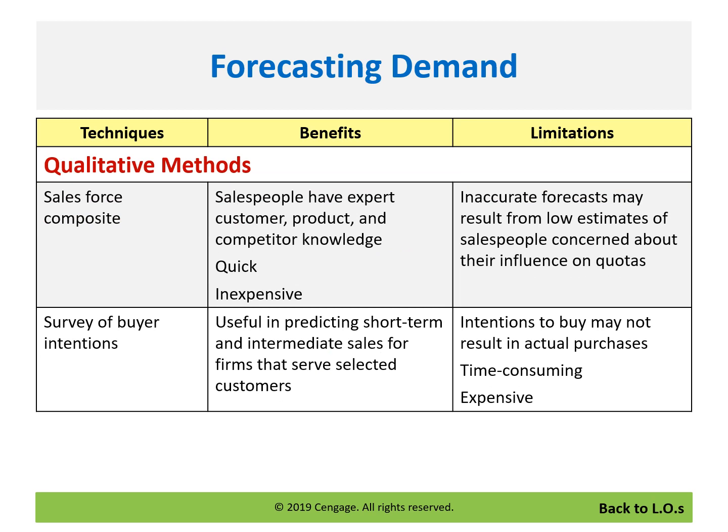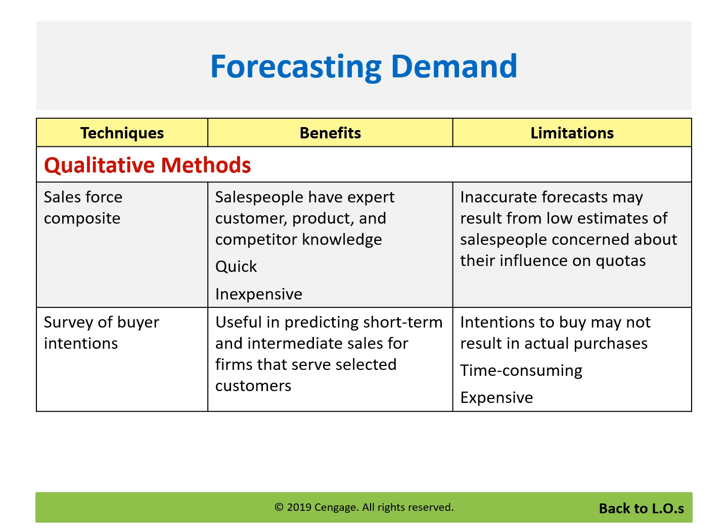The sales force composite technique develops forecasts based on the belief that organization members closest to the marketplace, meaning those with specialized product or customers and competitive knowledge, offer the best insights concerning short-term future sales. However, inaccurate forecasts may result from low estimates of salespeople concerned about their influence on quotas or target sales volume.